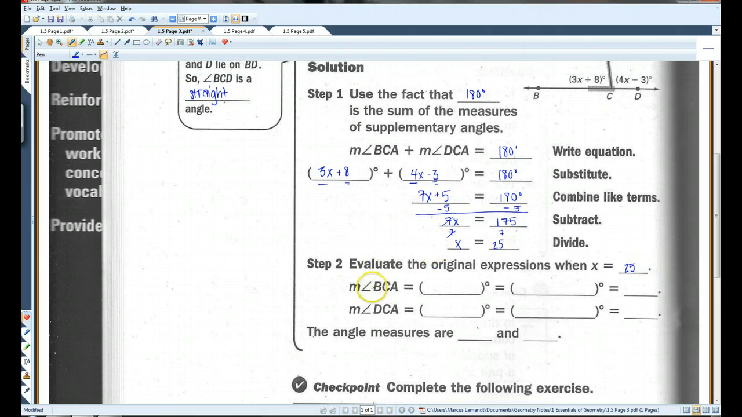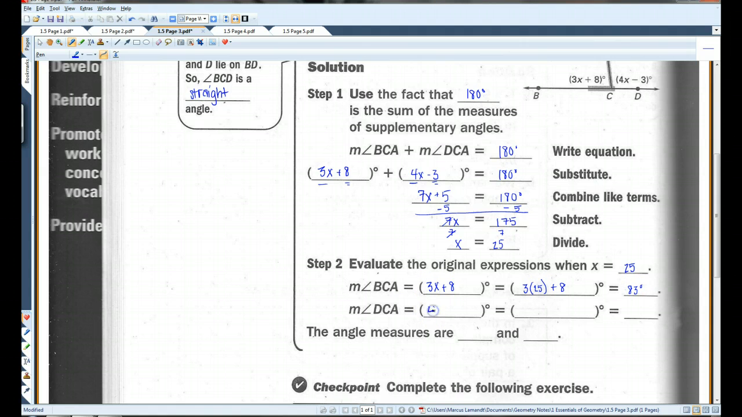We know that BCA is 3x plus 8. So I'm going to plug in 25 for x. So 3 times 25 plus 8. 3 times 25 is 75 plus 8. That would be 83.